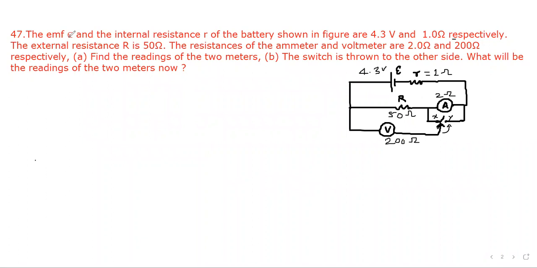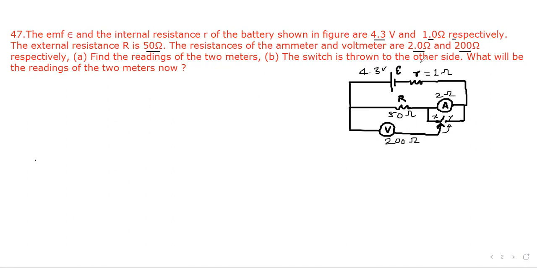Question number 47. The EMF epsilon and the internal resistance R of the battery are shown, where the value of EMF is 4.3 volt and internal resistance is 1 ohm respectively. The external resistance is 50 ohm. The resistances of the ammeter and voltmeter are 2 ohm and 200 ohm respectively. Find the readings of the 2 meters.